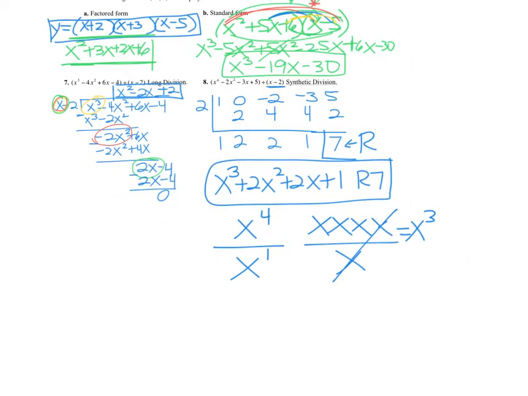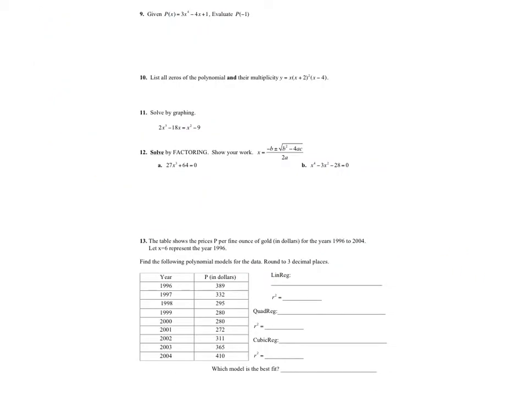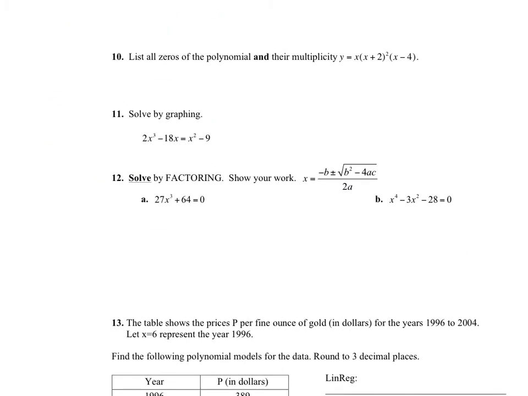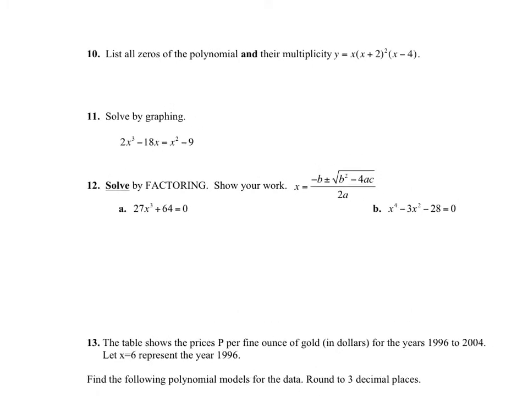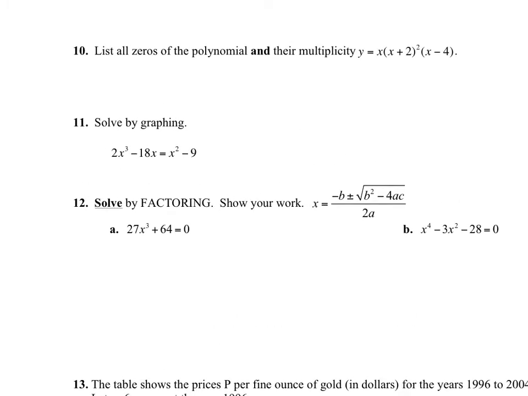Next page. All right. Halfway done. All right, list all the zeros of the polynomial and their multiplicities. This is the easiest problem on the test. Please don't get it wrong. I will weep tears.